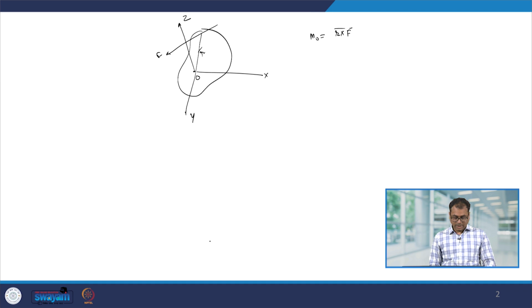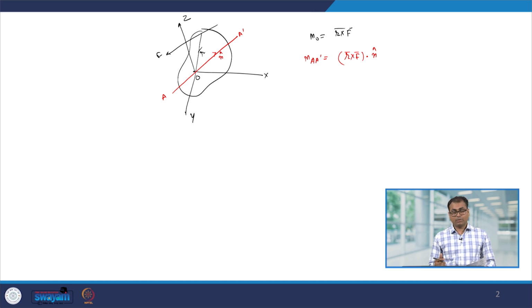But let us say I want to calculate the moment of this force about a line. Let us say this is the axis, and about this axis I want to calculate the moment. Let us call this line a prime. The moment about a prime will be the moment about O, projected along the line a prime. Let us say the unit vector along a prime is n cap. Then the moment about a prime will be n cap dot r cross F, where r cross F is the moment about O, projected along a prime.